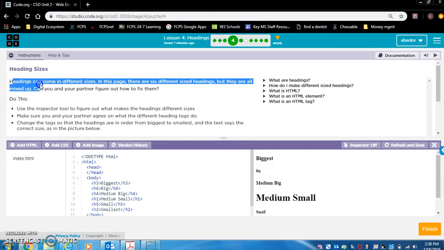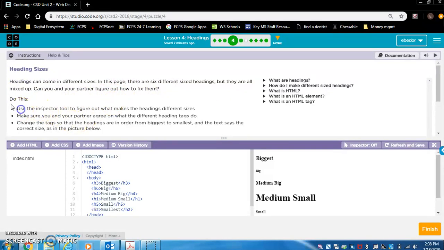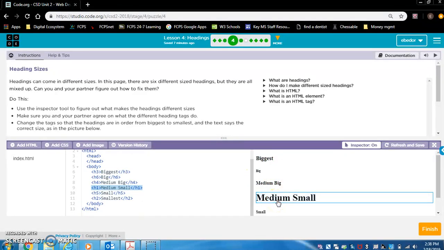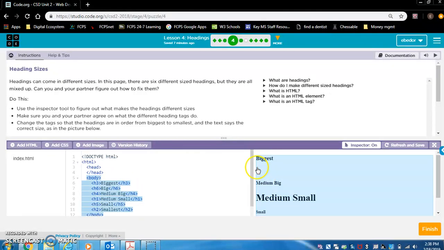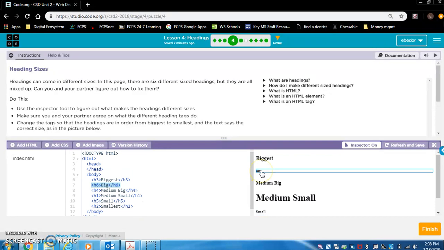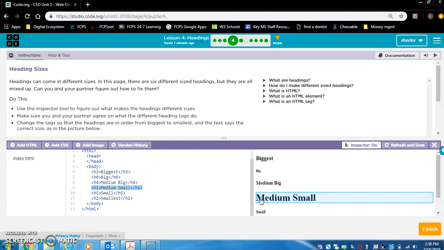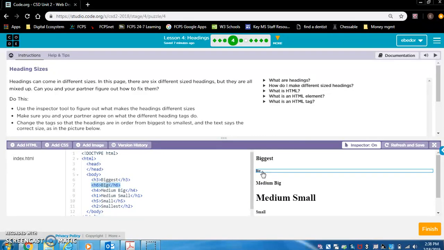Okay, level 4. Headings can come in different sizes. In this page, there are 6 different sized headings, but they are all mixed up. Can you and your partner figure out how to fix them? Okay, do this. Use the inspector tool to figure out what makes the headings different sizes. Biggest, H3. So let's look at the largest text over here and see what heading tags they have. H1, okay, and the smallest one is H6. So what that tells me is that H1 is the biggest, H6 is the smallest. As the numbers in the tags get bigger, the text gets smaller.